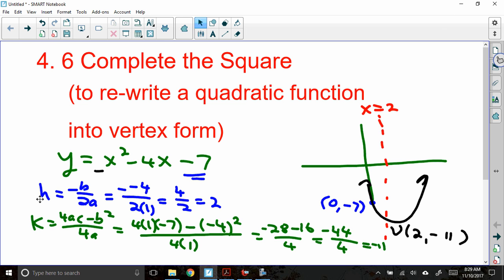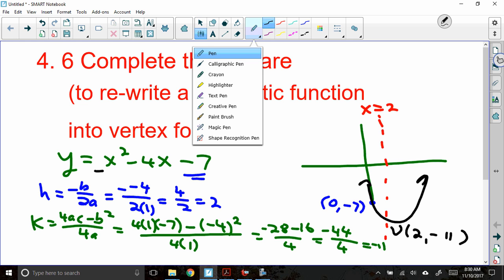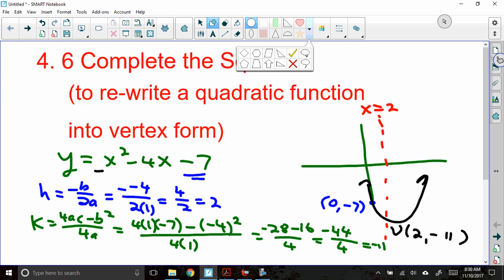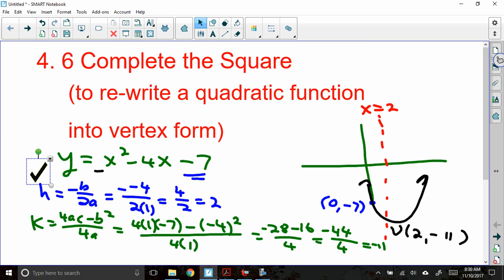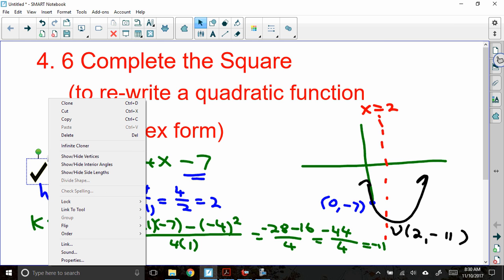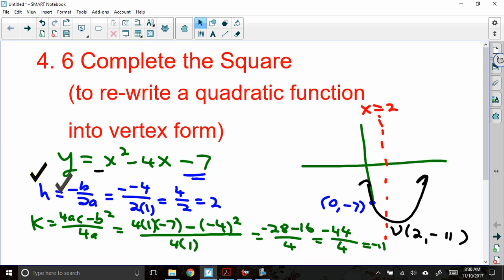And if I got to be perfectly honest with you, that was a lot of work to get the vertex, wasn't it? How many steps did that take? Well, we had to know the one formula and plug it in. We had to know the other formula and plug it in, right? I really wish I had a character counter, something to count how many characters I wrote in this process. Because that took a lot of work.